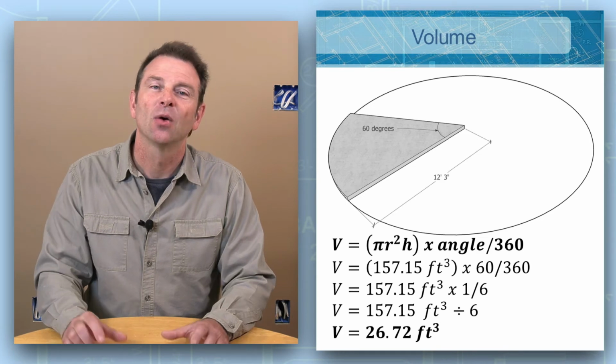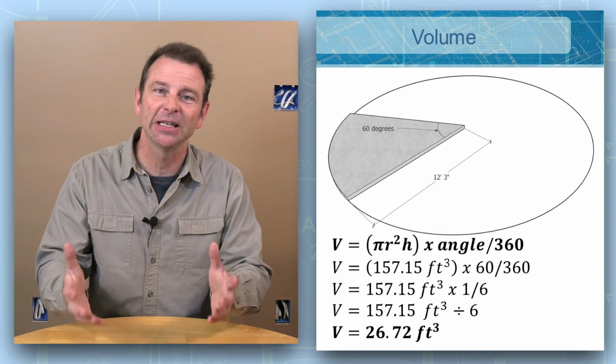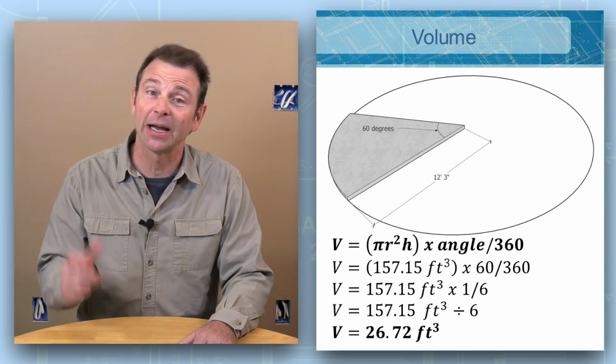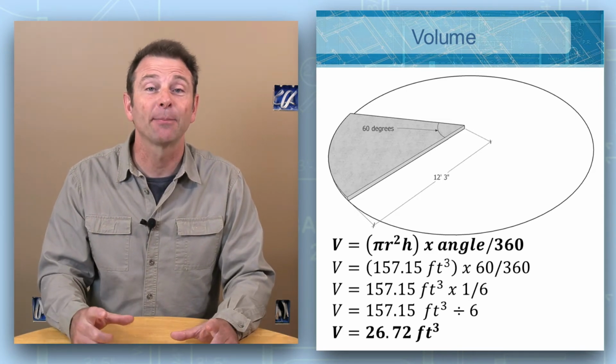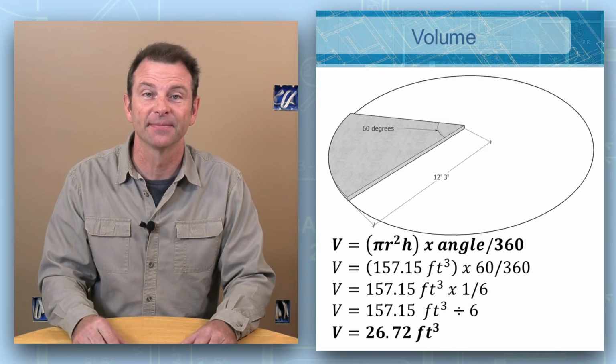26.72. What that 26.72 cubic feet gives us is this piece of the pie. If you ever wanted a piece of the pie, there it is. So this is the portion of the whole, and it's given to us in cubic feet.